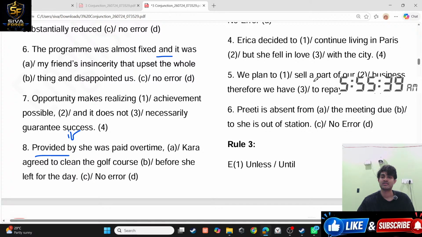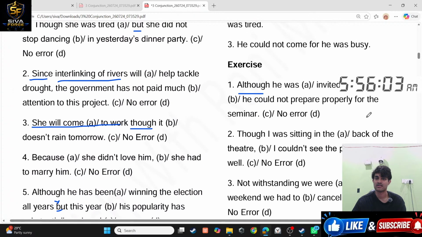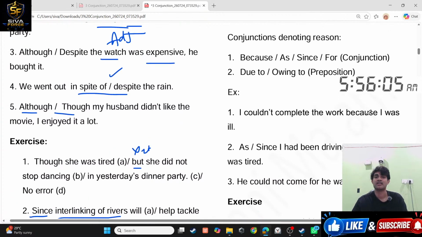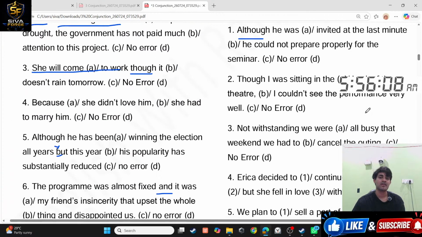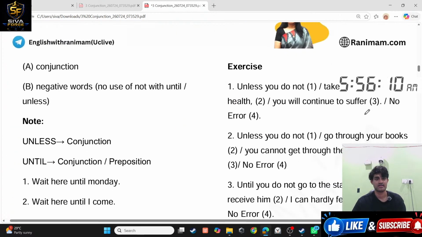We plan to sell a part of our business because we have to repay a loan. Preeti is absent from the meeting due to because... here due to, owing to are prepositions. After that we have to get a noun or pronoun as an object, but here we got a subject, so we have to change this preposition to a conjunction. That's it. This is easy. And I want to remember why I forgot contrasting conjunctions actually.